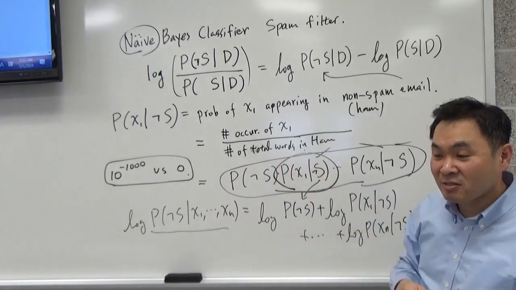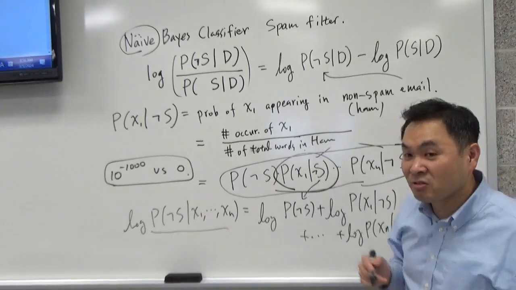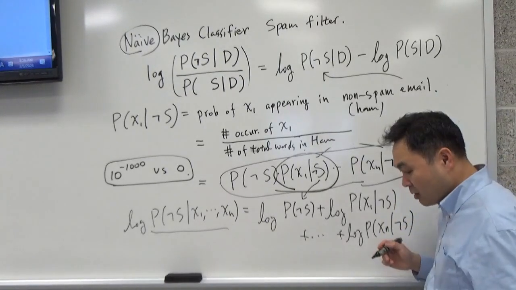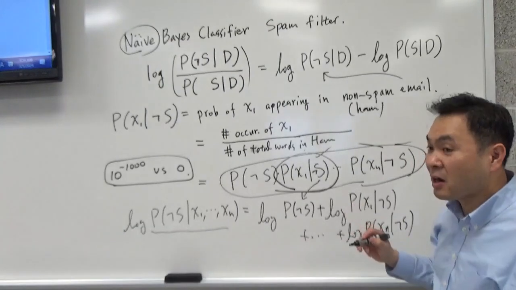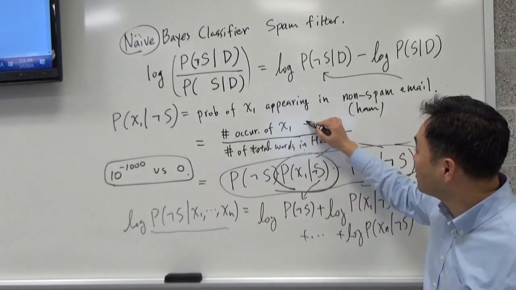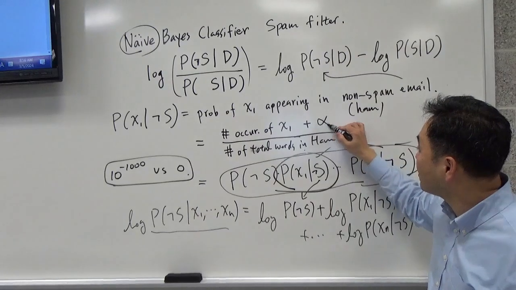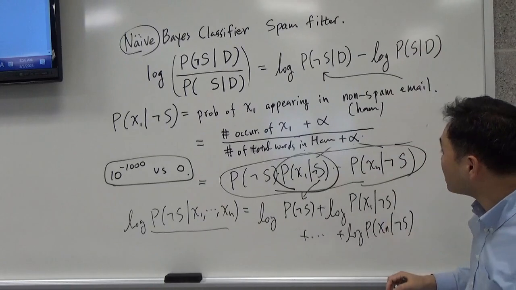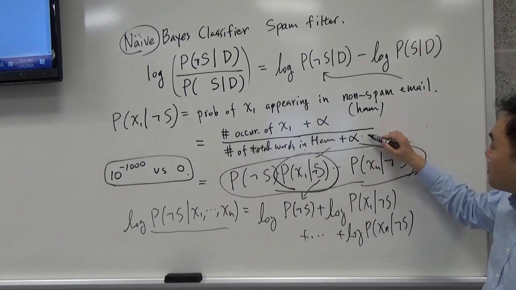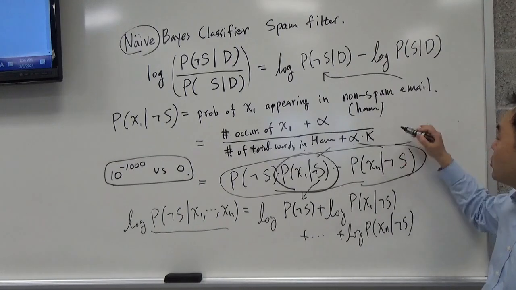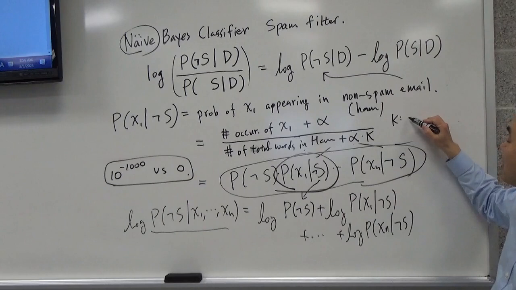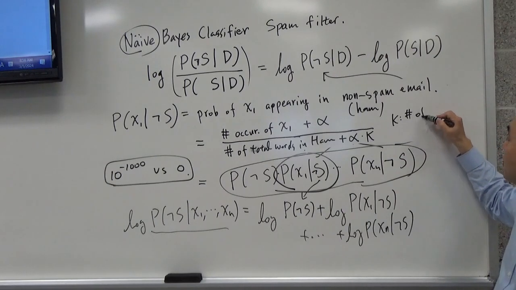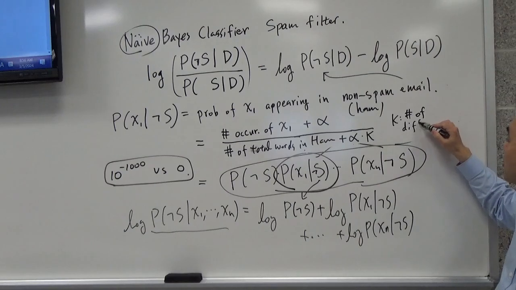And this is called Laplace smoothing. He proposed the following. There's some kind of coefficient alpha that you add to the top and bottom, and then you multiply this by some number k, where k is the number of different outcomes.